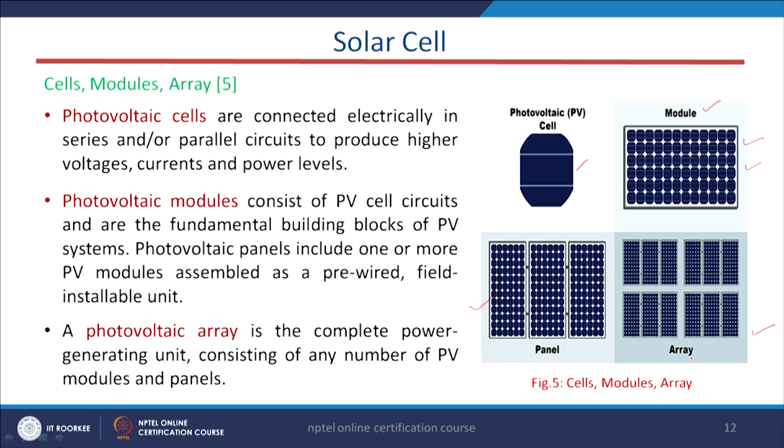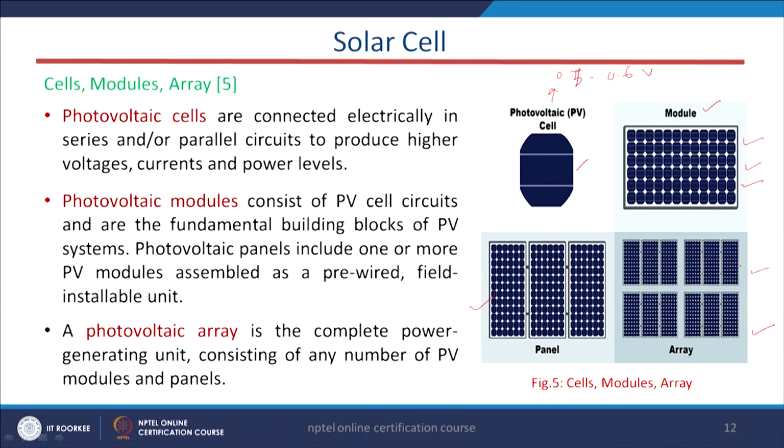Basically, why are we interested in this? Because if you see the literature and the standards, one particular cell generates only up to about 0.5 to 0.6 volt DC. But our requirement is more: we need more power, more voltage, more current. So for that purpose one cell is not sufficient. To increase the power, we have to connect those cells either in series or in parallel. In a parallel circuit the current increases, and in a series circuit the voltage increases.